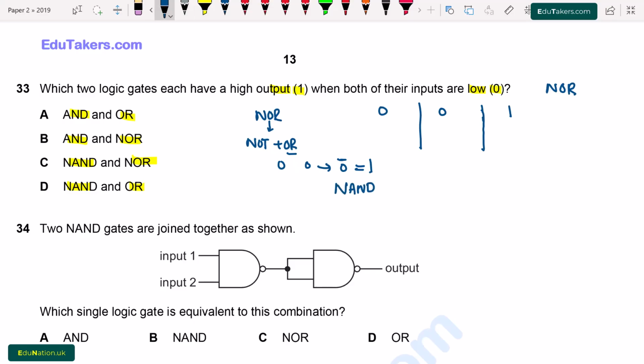NAND gate is obtained when I apply NOT gate on AND gate. In the AND gate, when both of the inputs are low, the output should be low, and when any one of the inputs is high, the output is again low. When both of the inputs are high, the output should be high. In our case, the inputs are 0, 0, output should be 0. When I apply NOT here, it changes into 1. So second would be NAND. So option C is correct.